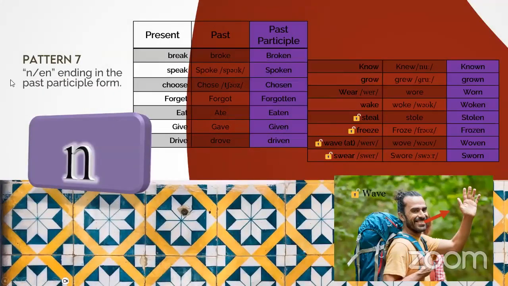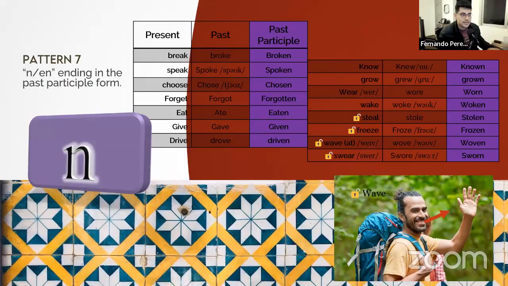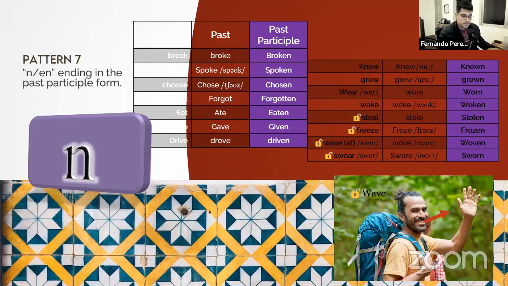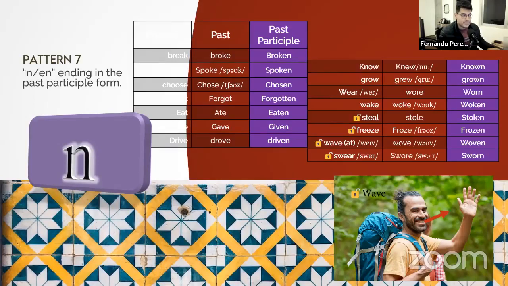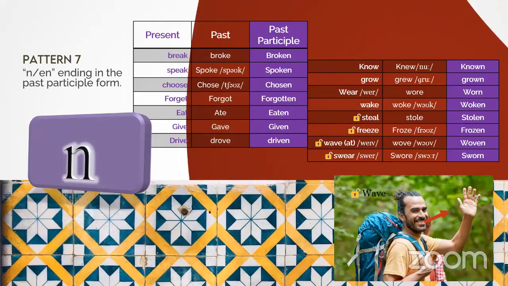Let's go to pattern seven. We are going to check a very particular ending. You see? In this situation, all the different verbs have the ending N in the past participle. I recommend to memorize this in groups of three. So, like a song, like a melody. Break, broke, broken. Repeat. Speak, spoke, spoken.